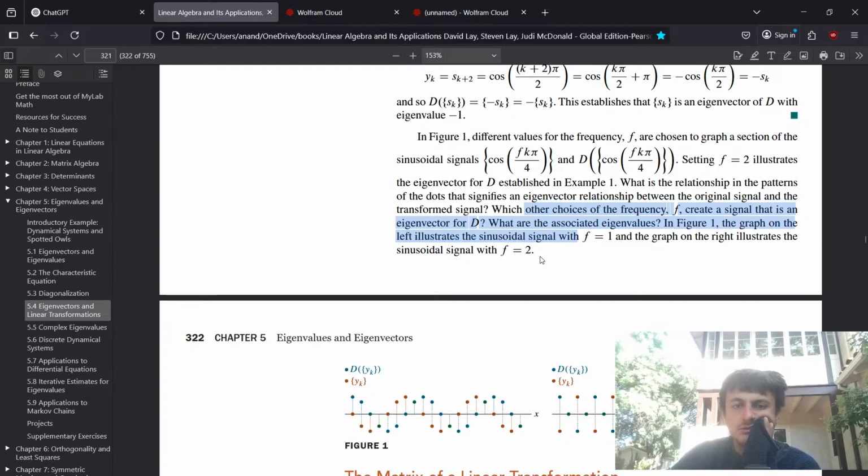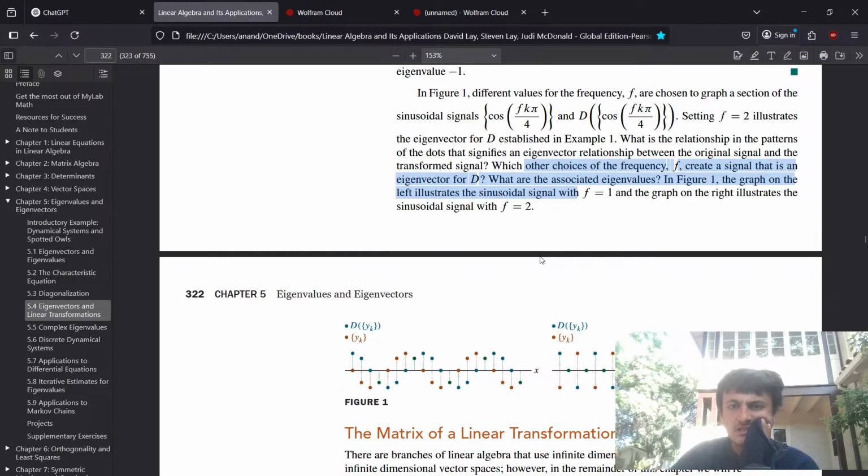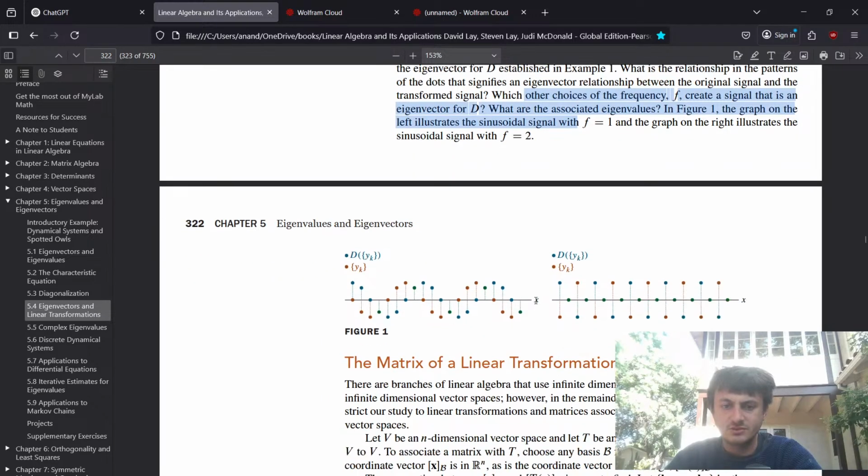Figure 1, the graph on the left illustrates the sinusoidal signal with f equal to 1, and the graph on the right illustrates with f equal to 2.